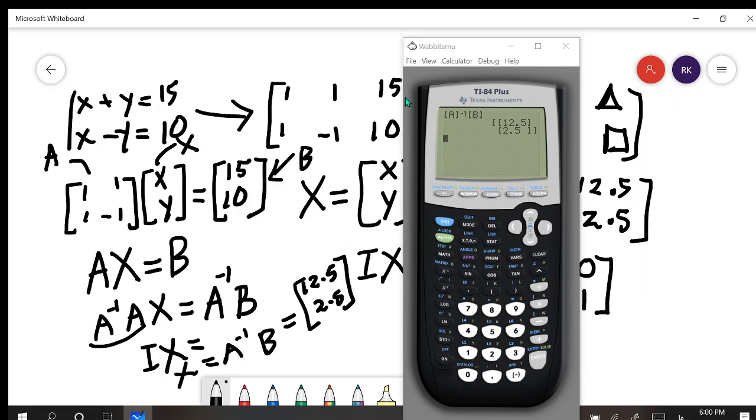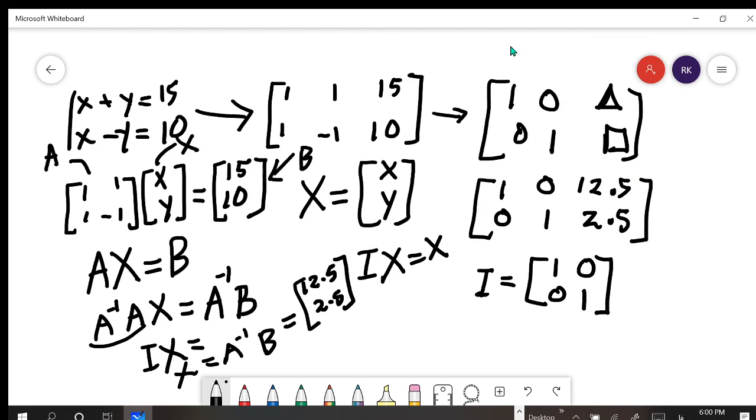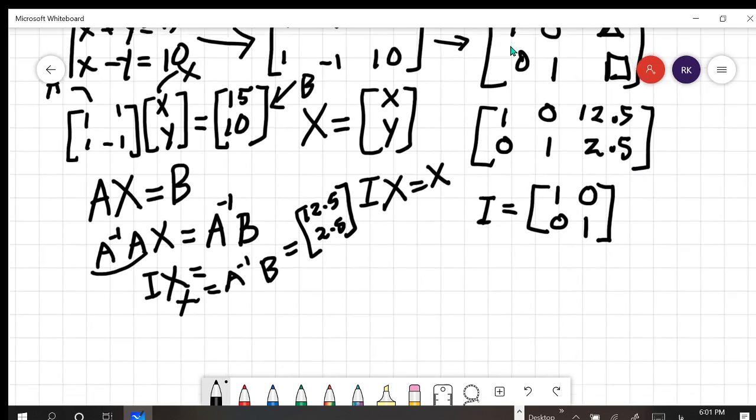All right, it's the same answer. And again, I'm going to just review these things because I'm sure you learned them in college algebra.